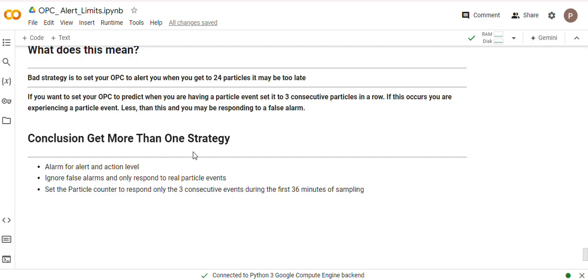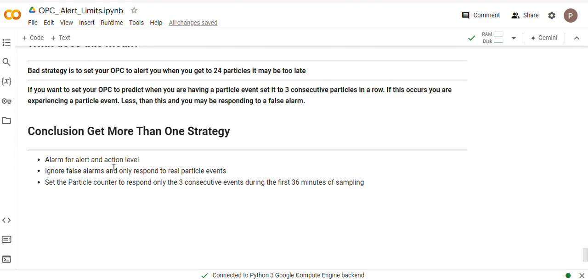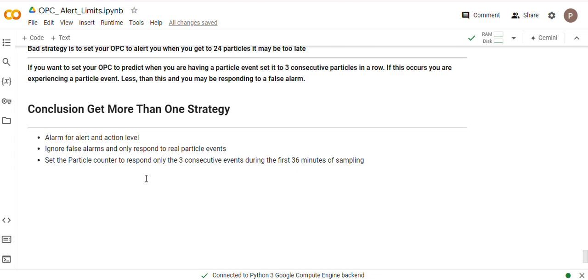But a second alarm that you should have is one that says, hey, if I get three in a row, then we are having a particle event. Three particles in a row, then we're actually having a particle event. And that would be nice to have also. So there would be two ways that you could set the alarms for your particle counters.